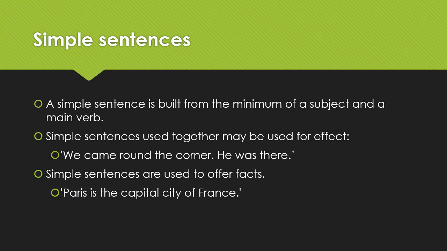We will first look at simple sentences. A simple sentence is built from the minimum of a subject and a main verb. It can be very short in length, but doesn't have to be. There are several reasons for using simple sentences. For example, a series of short simple sentences, used together, may be used to create tension, as in this extract.